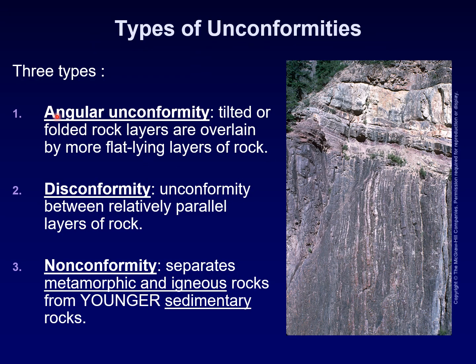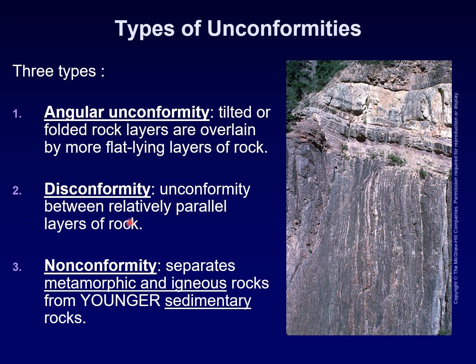And so the other types are angular unconformity, and this is when you have tilted or folded rock layers that are overlain by more flat-lying layers of rock, like we see over here, possibly. Maybe we'll, but I definitely have a diagram later to show you this. Then we have a disconformity.